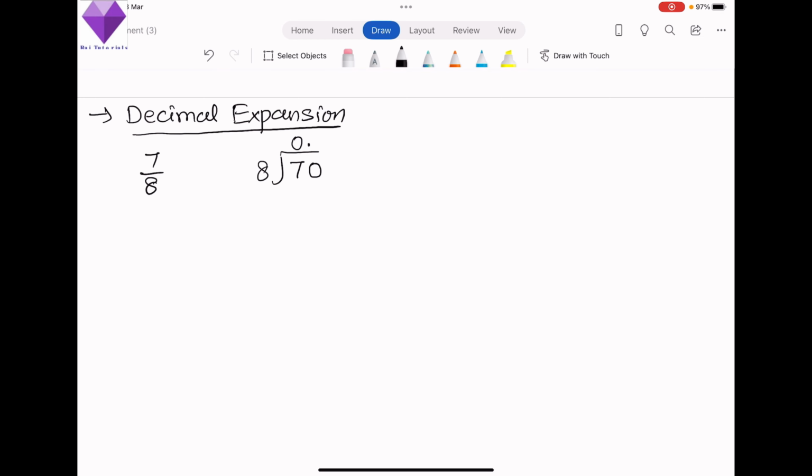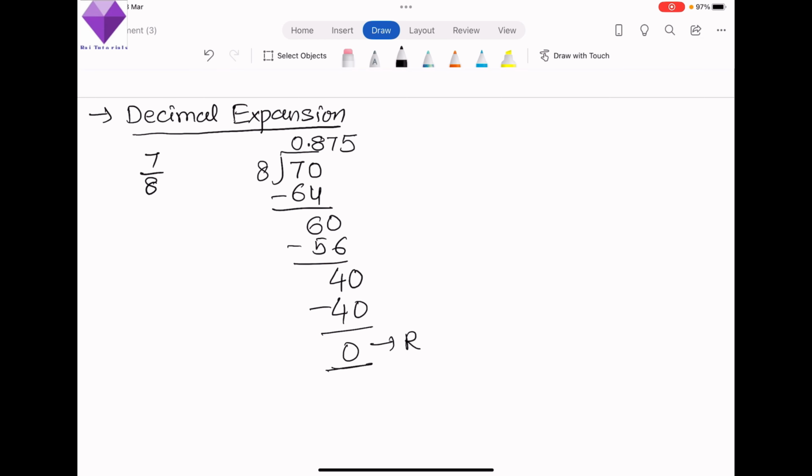Now I will go for 8 8s are 64. So now if I subtract 70 minus 64 I get 6. Again I will put 1 0 here and 8 7s are 56. So subtracting I will get 4, again 0 and I am getting 5. So 8 5s are 40. So I got remainder 0.